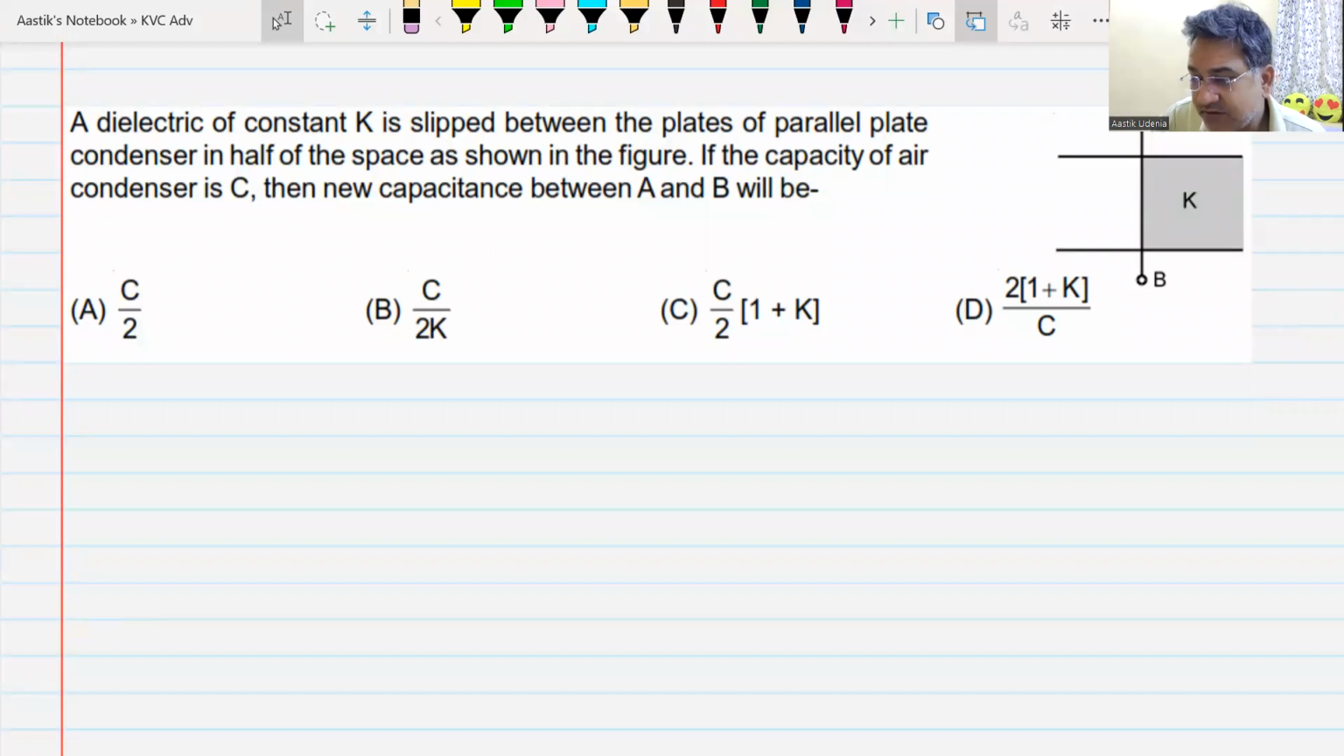So this is the next question, sir. A dielectric of dielectric constant K is slid between the plates of a parallel plate capacitor, parallel plate condenser, in half of the space as shown in the figure. The capacity of the air condenser is C. When I say capacity of the air condenser, that means when it was completely filled with air, the capacitance was C. Do we understand this?